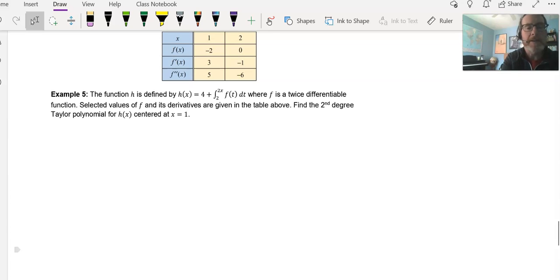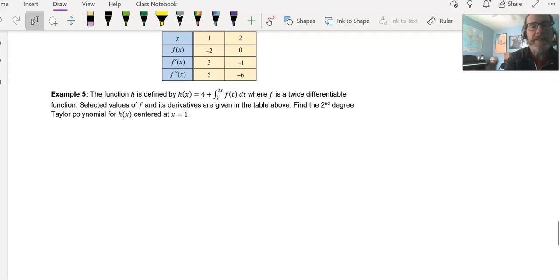All right, so example number 5 is sort of a hybrid of examples 3 and 4 because you're going to see a table and you're also going to see that integral look to it again. So they talk about h being a function defined as 4 plus the integral from 2 to 2x of f of t, where f is a twice differentiable function. They always need to include that language so that you know that the derivatives do exist.